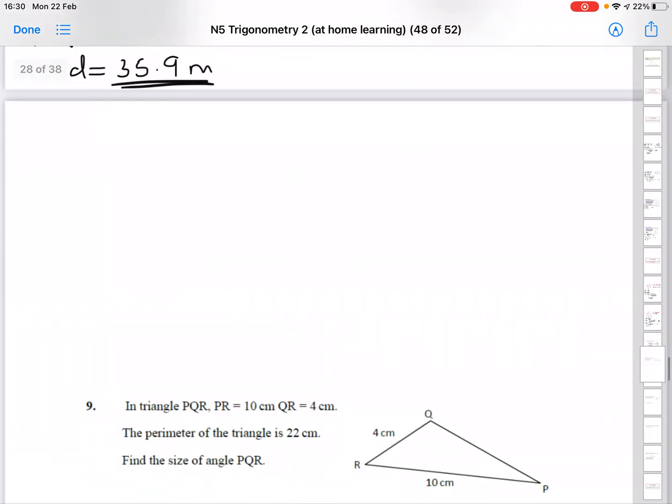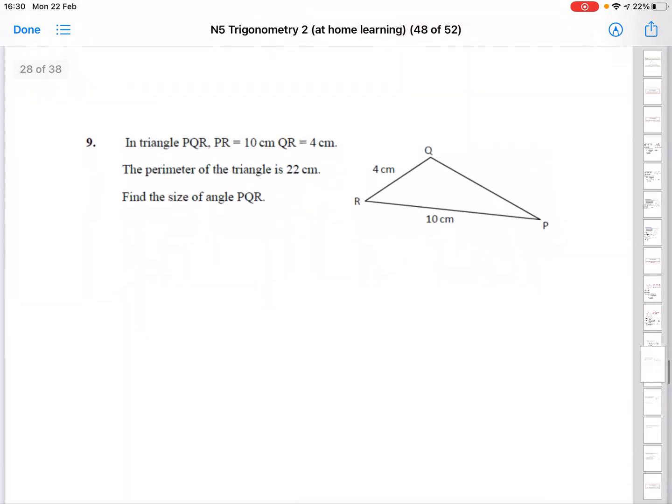Okay, there's one last question that I've chosen for you to do, which is quite a bit shorter than the last one. So here we have in triangle PQR, we've got PR is 10 centimetres and QR is 4 centimetres. And we've got the perimeter of the triangle is 22 centimetres. Find the size of angle PQR. So PQR is this angle up the top.